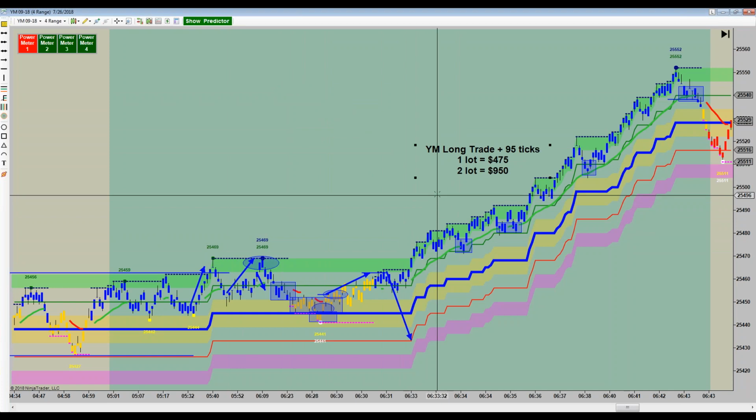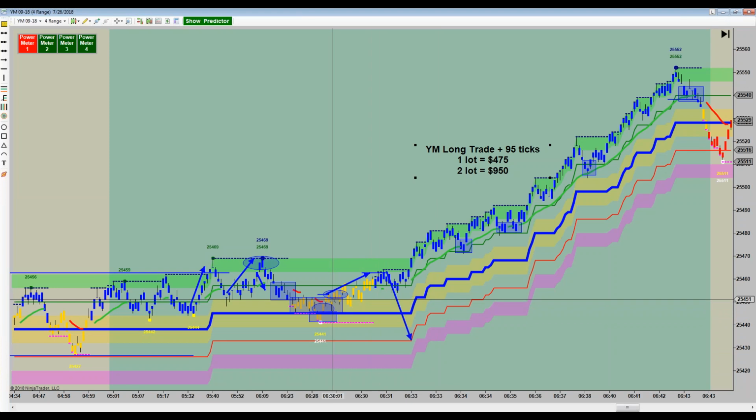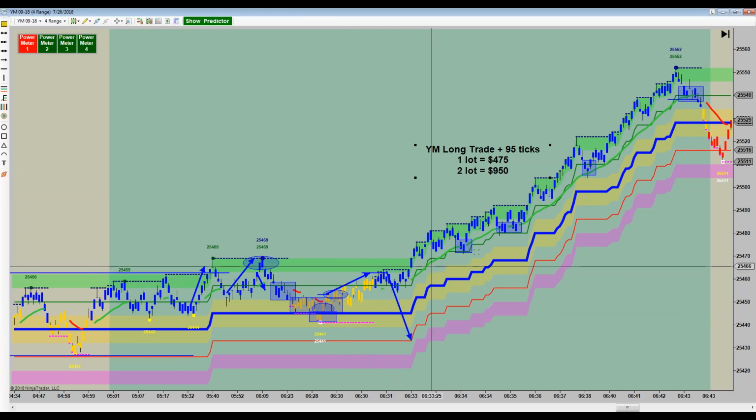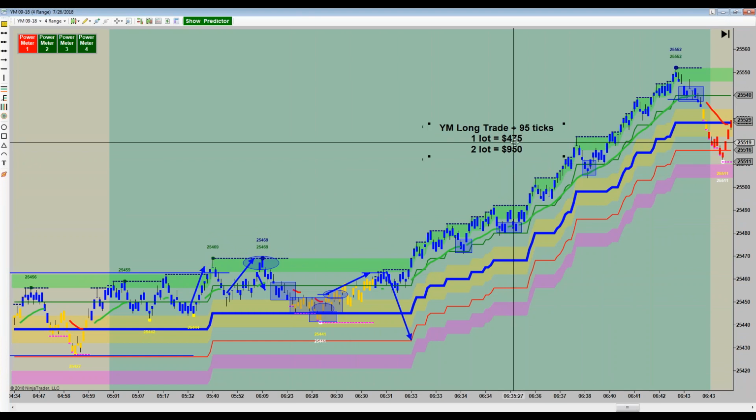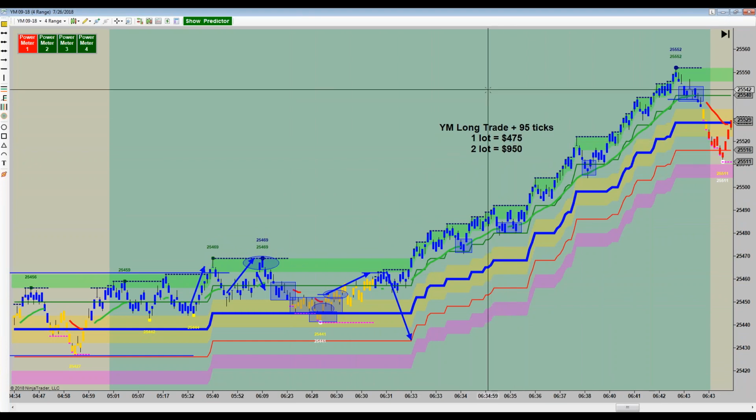Now, let's suppose that you put 1 lot on and you made almost $500 right out of the gate, and you were only in this trade for like 10 minutes. Maybe 15 minutes. By the time you got the market open, you're up $500 in 15 minutes on one trade. Do you keep going? Would you just keep going, or would you be done? What do we call that? We call that one and done.